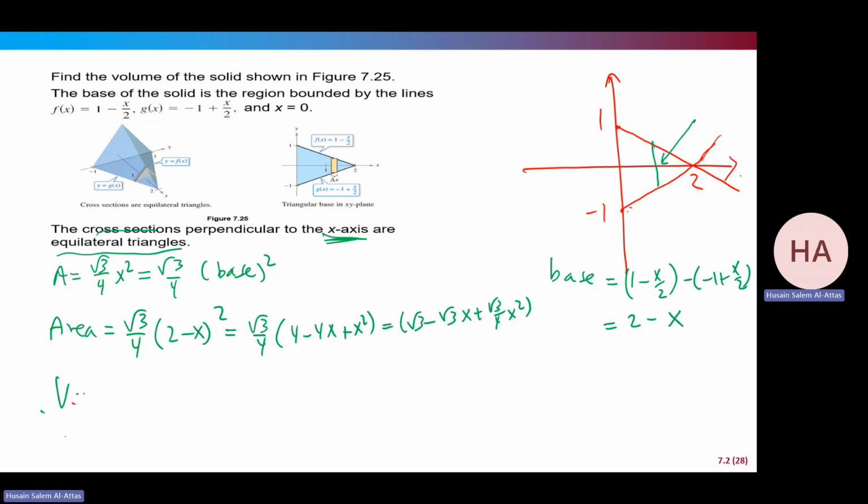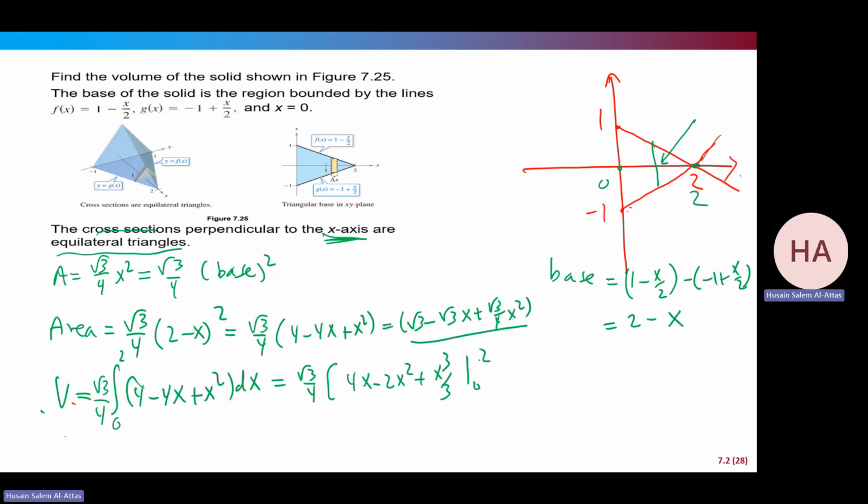So what is the volume? It will be the integral of this area. I can have square root 3/4 as a common factor. The remaining is 4 minus 4x plus x squared dx. The x values go from where to where? From 0 to 2. The integral from 0 to 2. So that gives me square root 3/4 times, now just the calculation, 4x minus 2x squared plus x cubed over 3, from 0 to 2.